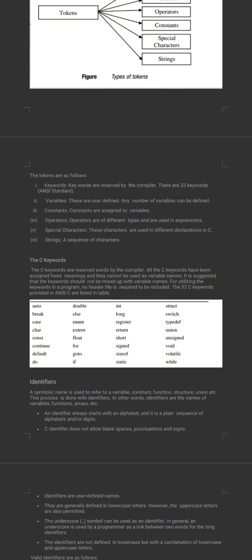Next one is operators. Operators are of different types and are used in expressions. Special characters. These characters are used in different declarations in C. And the last one is strings, a sequence of characters.